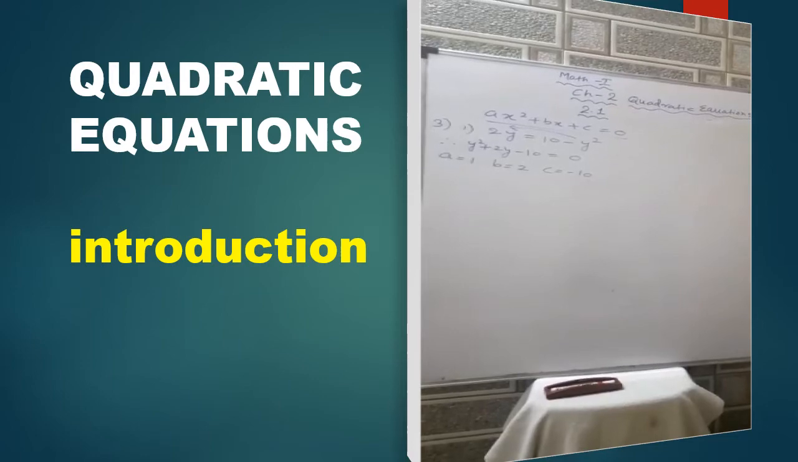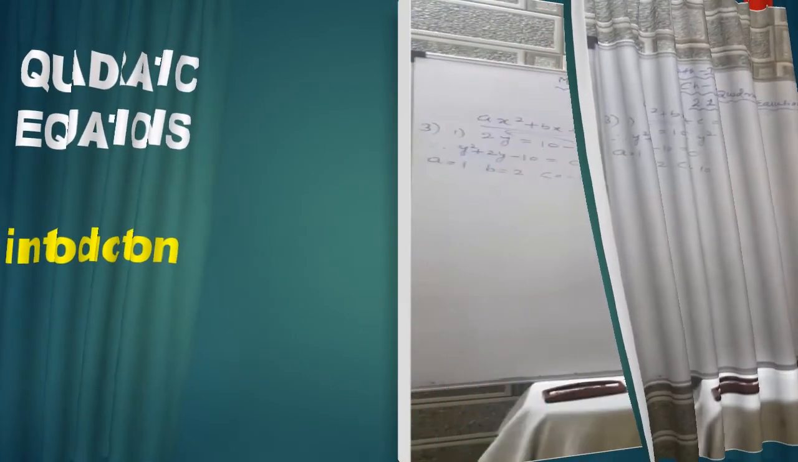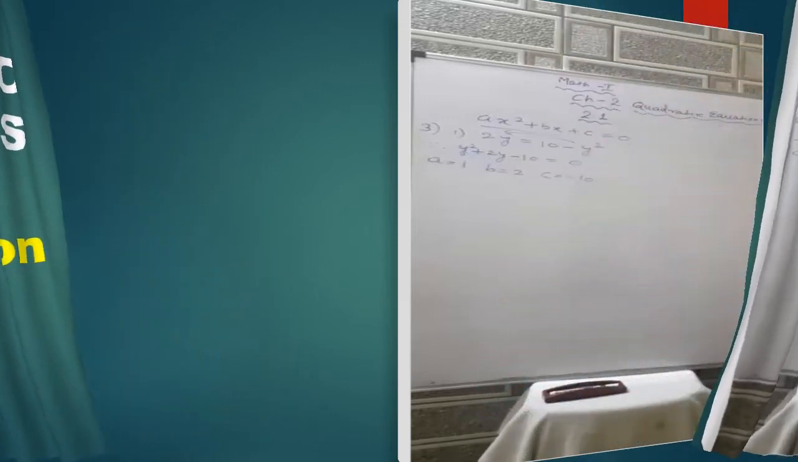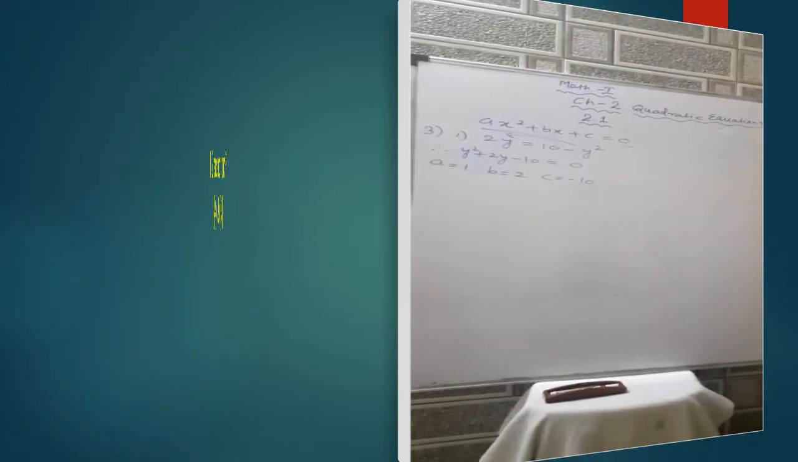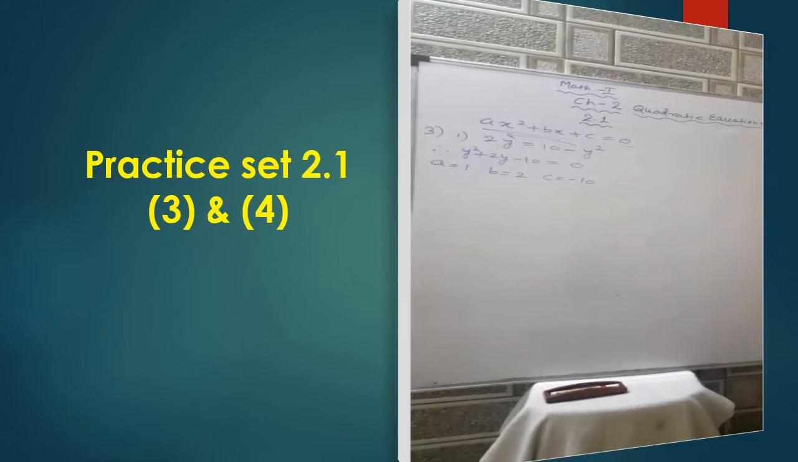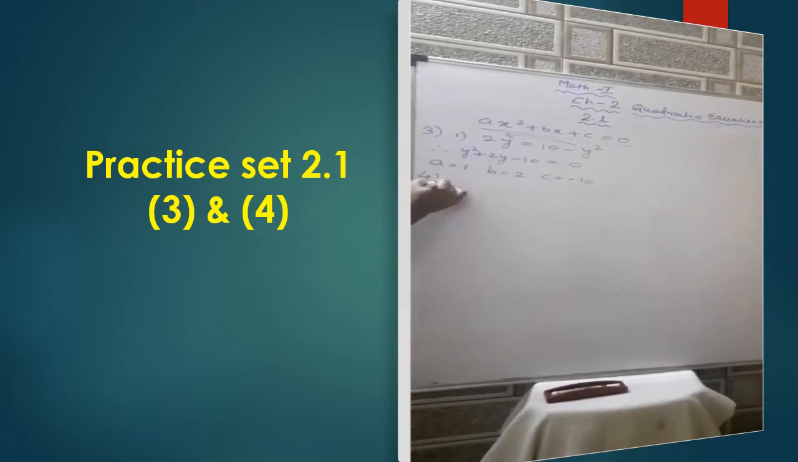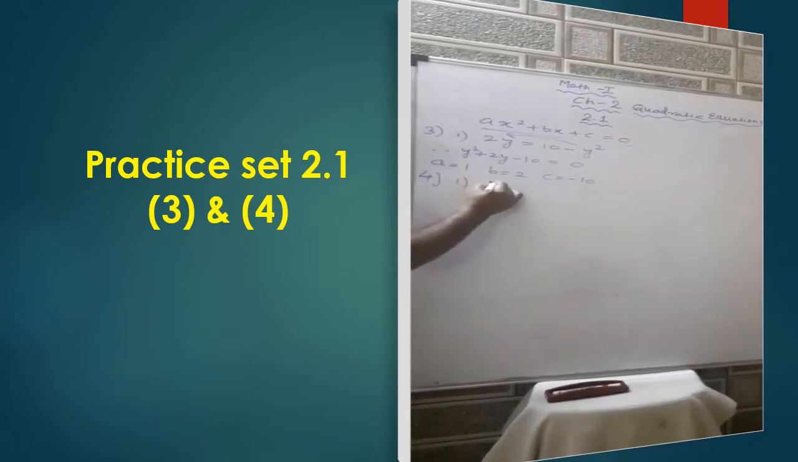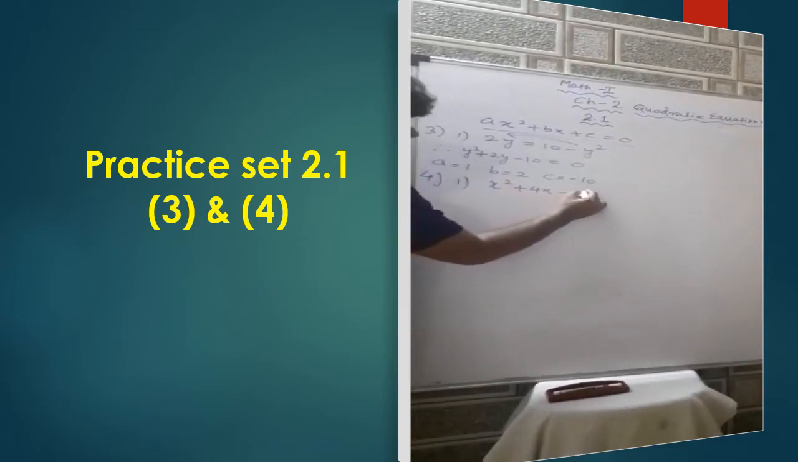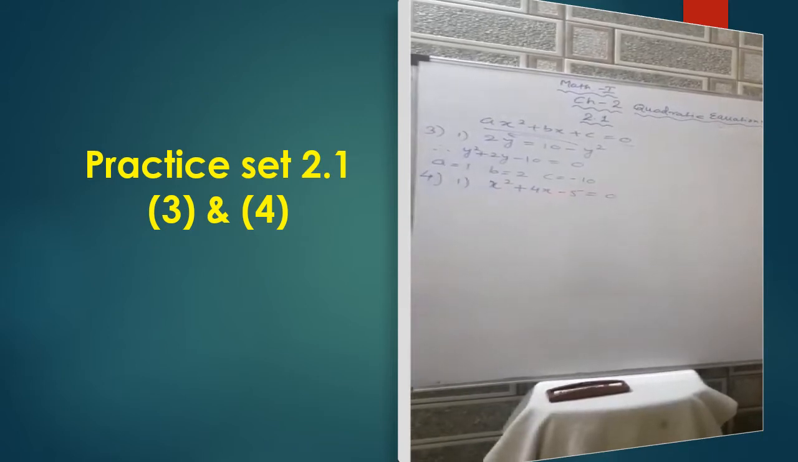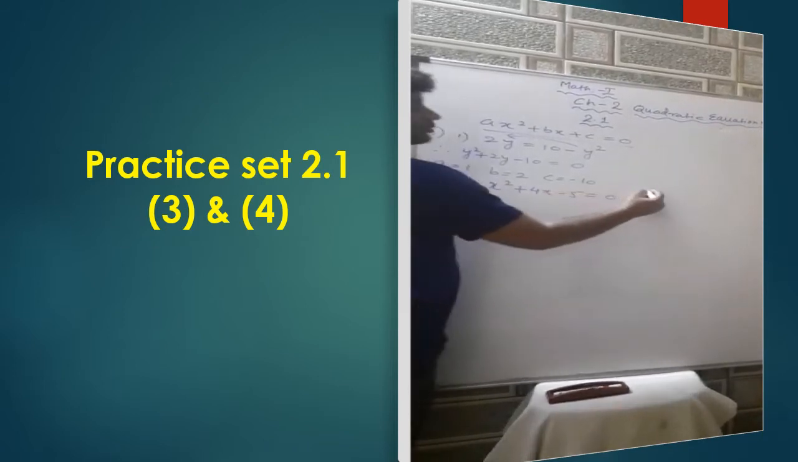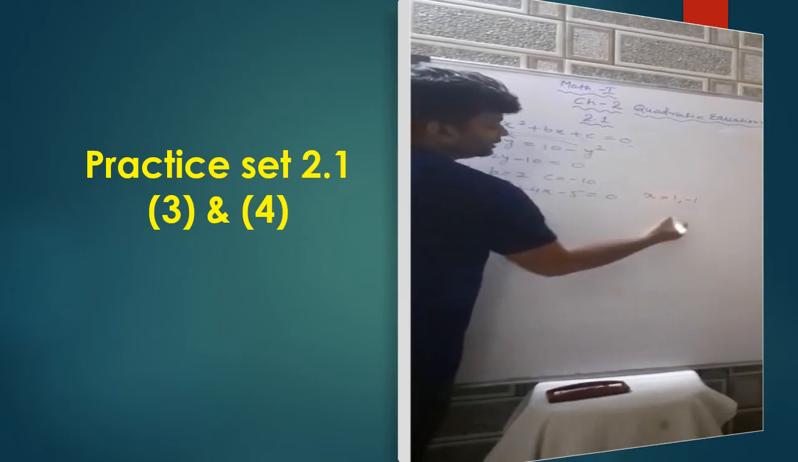Now the fourth one: determine whether the value given against each quadratic equation is a root of the equation. So we check that. Here two values of x are given. The first equation is x square plus 4x minus 5 equals 0, and two values are given, x is 1 and minus 1.